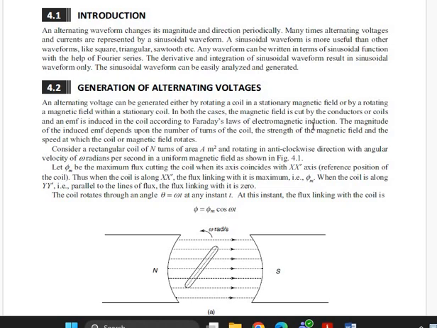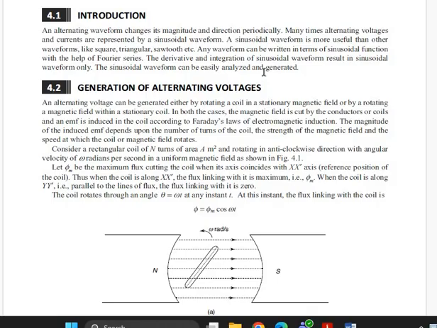Good morning, friends. Today we are going to discuss the first topic of module 2, the sinusoidal waveform. In alternating quantities, the waveforms may be in many shapes like sinusoidal, square, triangular, sawtooth, etc. An alternating waveform changes its magnitude and direction periodically.